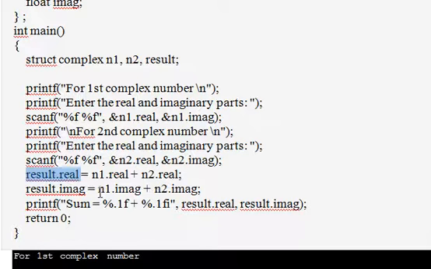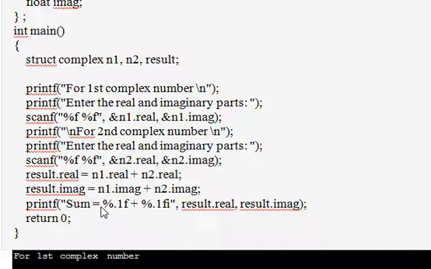Similarly, we have to add the imaginary parts of the two complex numbers. n1 dot imaginary is the imaginary part of the first complex number, and n2 dot imaginary is the imaginary part of the second complex number. By adding the imaginary parts, the result will be stored in result dot imaginary. Result is the structure variable we use to store the third complex number. So result dot real and result dot imaginary give the sum of the two complex numbers.